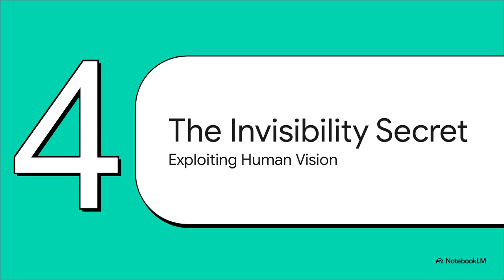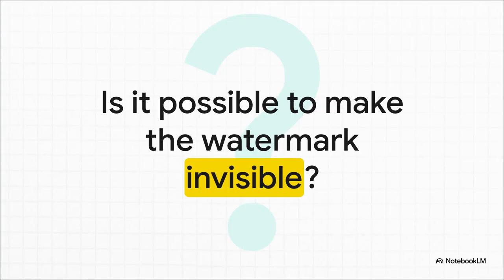Right, moving on to section 4. Now, this leads to the biggest question of all, doesn't it? If we're literally changing the data that makes up the video, how is it possible that we can't see it? How is it invisible? Well, it is absolutely possible. And the secret, believe it or not, has less to do with complicated computer science and more to do with biology. It all comes down to cleverly exploiting the built-in weaknesses of our own eyes.